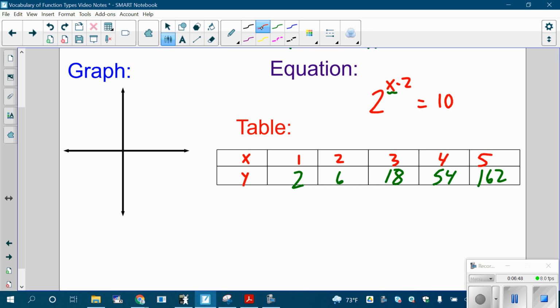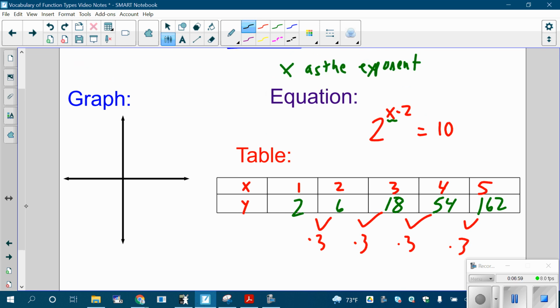If you looked at this table, you'd say, oh, it's times 3, times 3, times 3, times 3, and that would be an exponential table. We'll study this a lot more. The graph, you must know this. What does an exponential graph look like? It's like a rocket ship. It's shooting up super steep and really fast, generally.